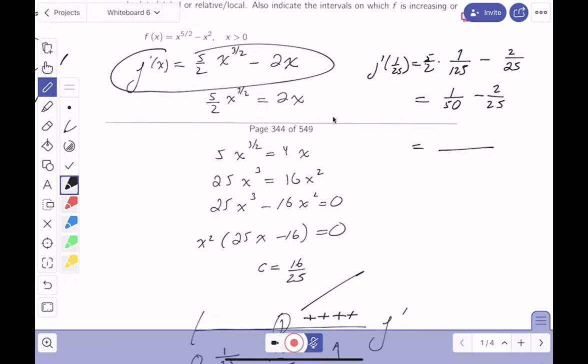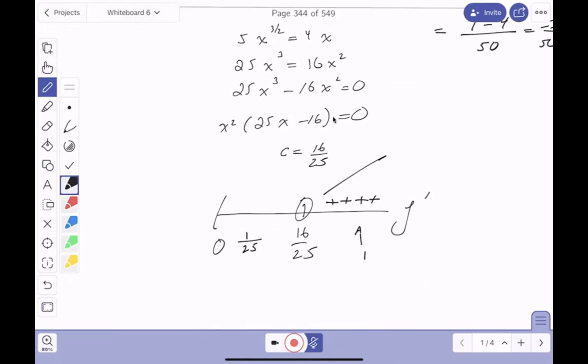So what do you get over there? Common denominator 50. Yeah, I know it's arithmetic. That would be 1 minus 4, which is minus 3/50, which I know is a negative number. So it's decreasing here. And what do I know I got over here? I got a minimum.